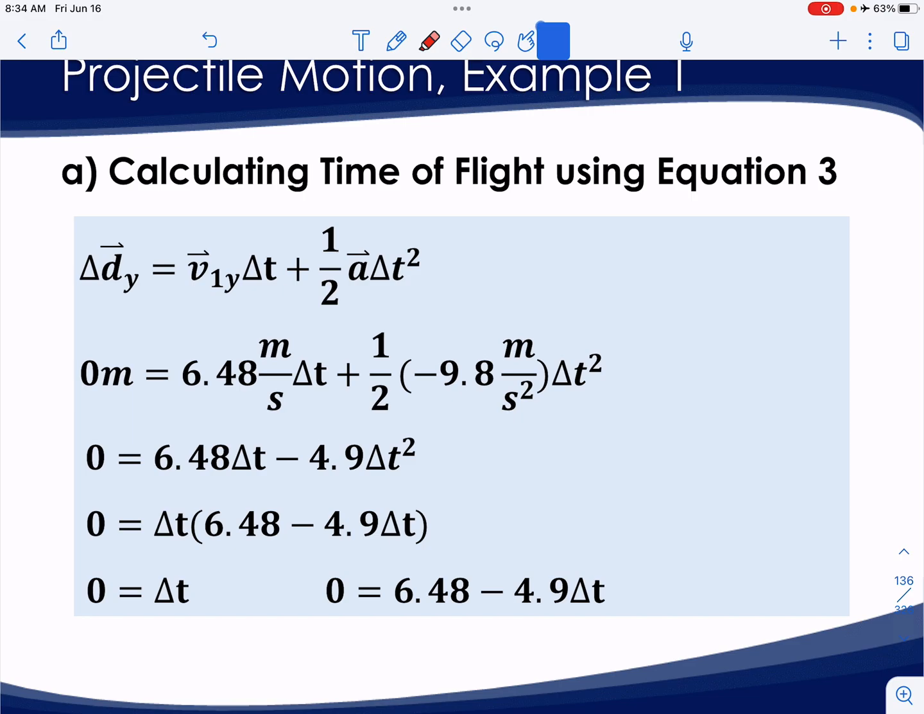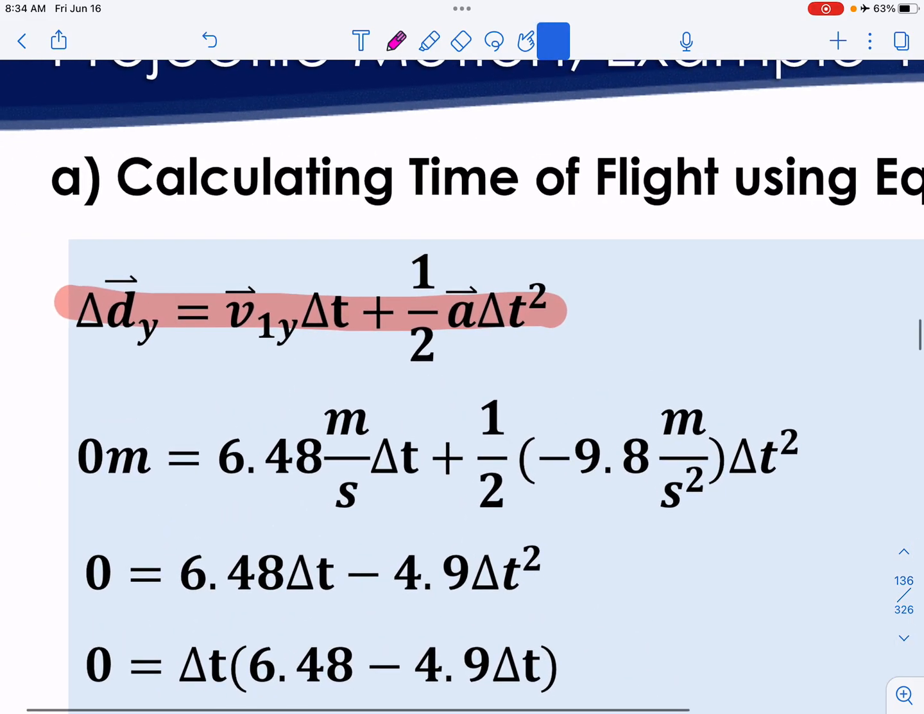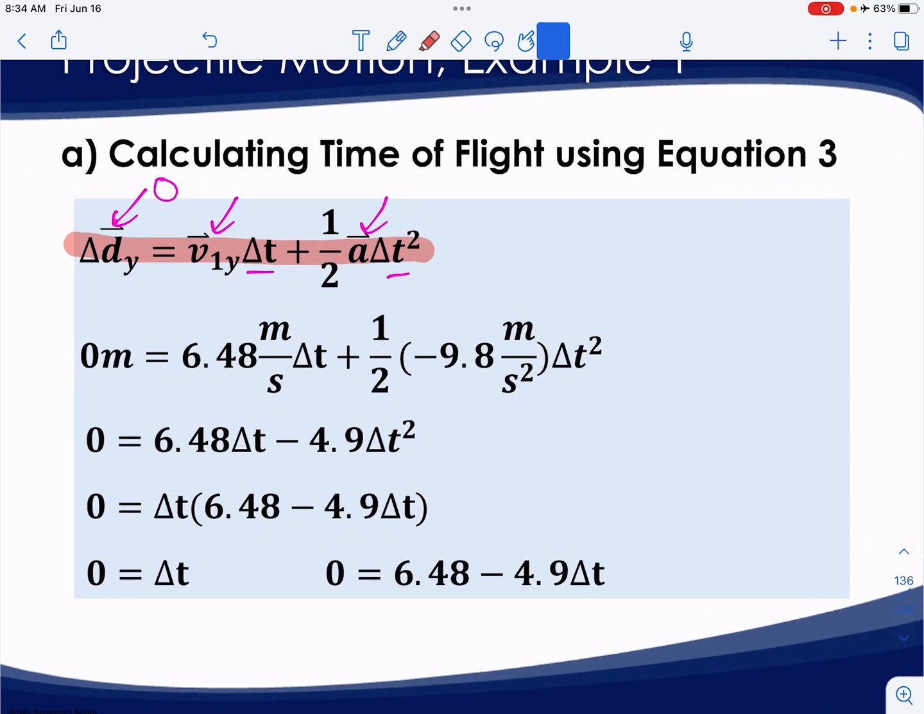Okay, calculating the time of flight using equation 3. So here we have delta dy is equal to V1. This is one of our 5 kinematic equations. And you can see that in this equation, we know that this is 0, right? We have our V1y. We know our acceleration. So the only thing we don't know is delta t. So if we plug in our values, we have 0 is equal to all this. So we have that.